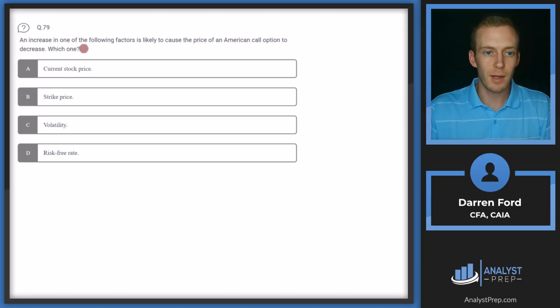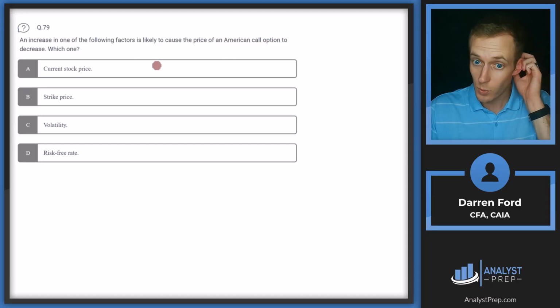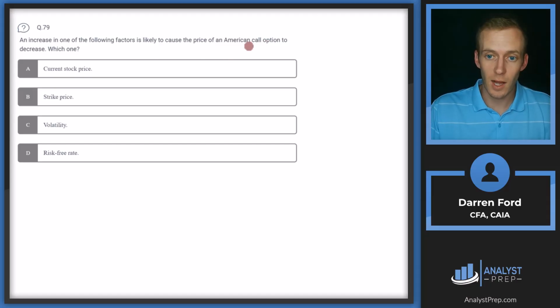Question 79. An increase in which of the following factors is likely to cause the price of an American call option to decrease? So we're looking at an American call option. So generally, if we are looking at call options, if we're long this, we are bullish. So if the stock price goes up, that's going to be good for our call option relative to the strike price. So we've got A, current stock price. So an increase in the stock price, is that going to lead to a decrease in the call option? That's going to be a no.